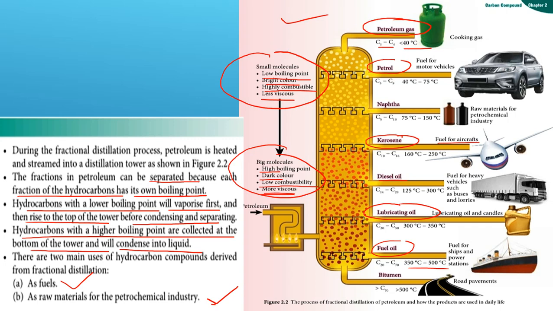Okay, so dia punya suhu, dia punya boiling point sudah tinggi. Okay, and then you have fuel oil tadi for ships and also power station. Bitumen ini ada sangat tinggi, lebih daripada 500 darjah Celsius. Okay, dan sangat besar, big molecules. And this is for road pavements, okay, untuk buat jalan tu lah.